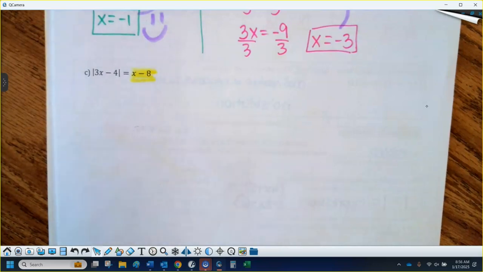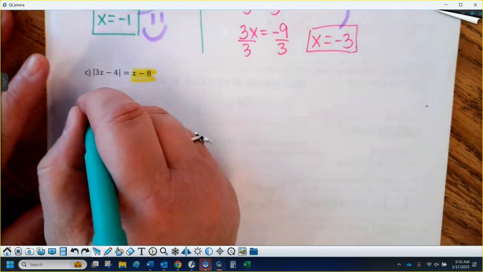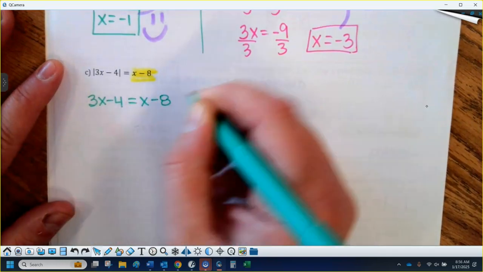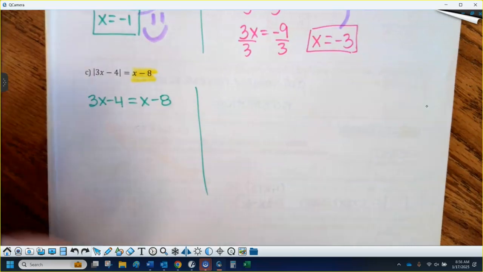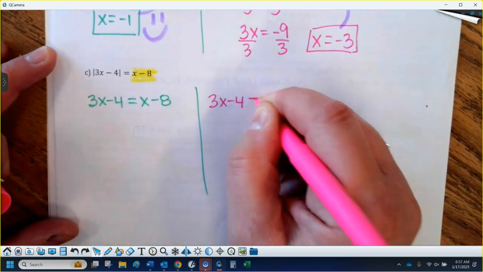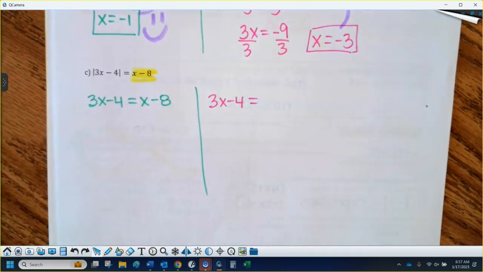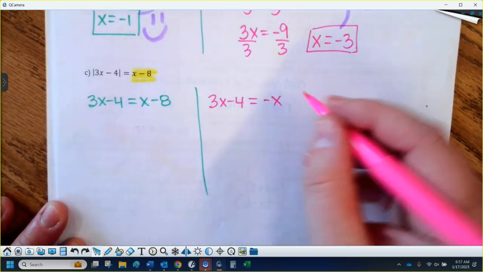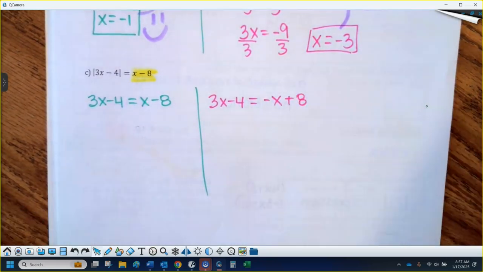My first equation, I'm literally just going to drop the absolute value and copy that down. So 3x minus 4 equals x minus 8. The other potential way to do this, say they just drop the absolute value, but then instead of doing the opposite of the number, you're doing the opposite of that entire expression. So that x would become negative x, and that negative 8 would become plus 8. It just makes each of the terms the opposite of what it was. Totally up to you how you want to do this.